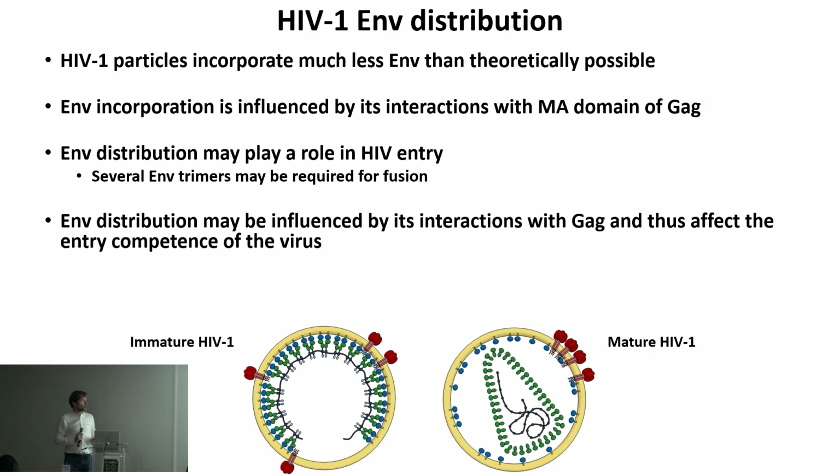We know that ENV incorporation is influenced by the interactions with underlying GAG, and the ENV distribution may play a role in virus entry because several ENV trimers are thought to be required for fusion. However, this has not been really visualized aside from some early electron microscopy studies. Also, ENV distribution itself may be influenced by interactions with GAG and thus affect the entry competence of the virus. Because, like I said, the immature virus particle is not able to fuse with the target cell, and the mature one can.